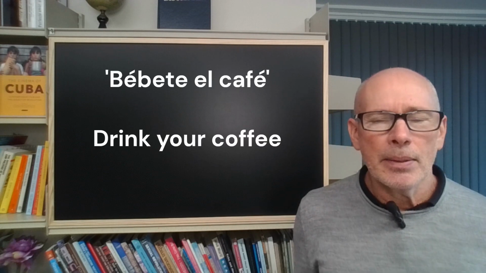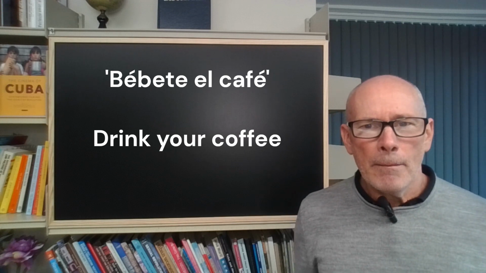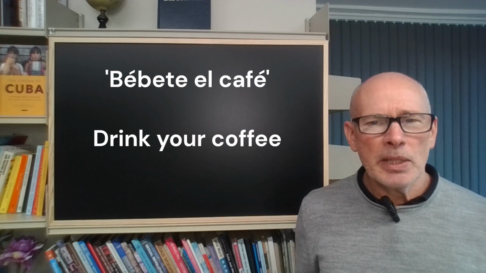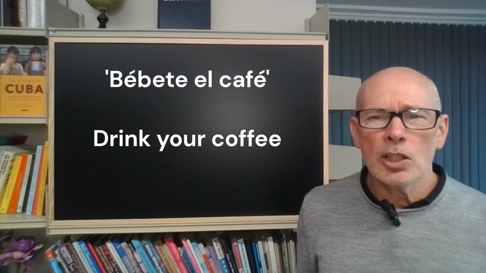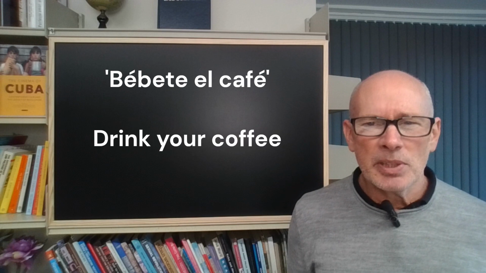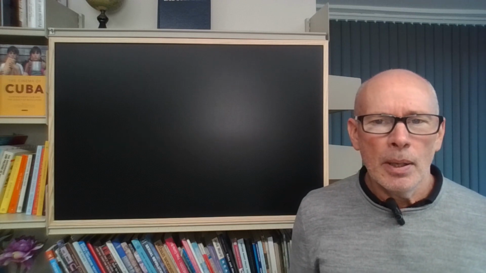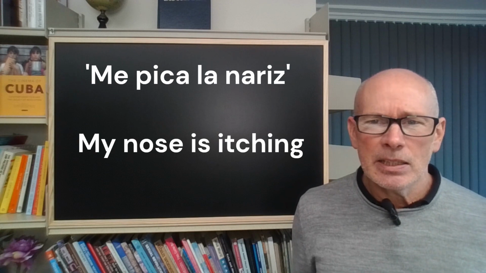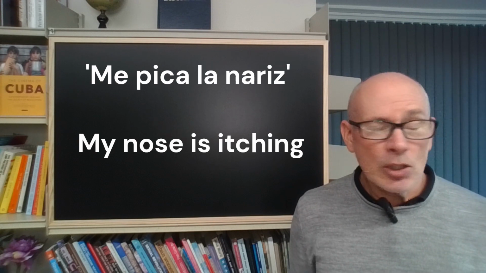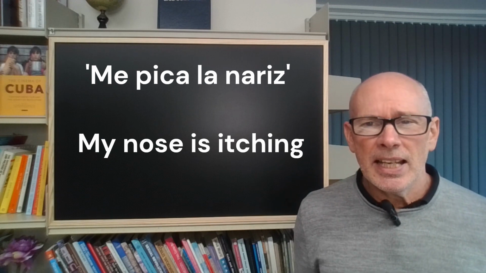Here's another example. Bébete el café. Drink your coffee. But it's obvious in the verb bébete that you're speaking to a certain person. So you don't need to say drink your coffee using the possessive adjective tu. Another example, me pica la nariz. My nose is itching. And it's obvious here, of course, that you're talking about your own nose, so you don't need to say mi nariz. You say la nariz.